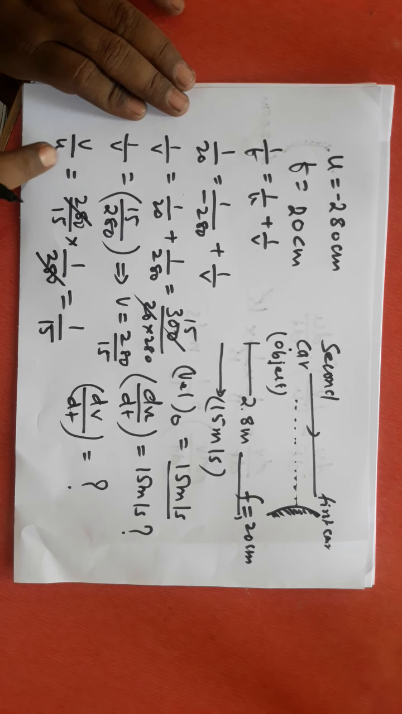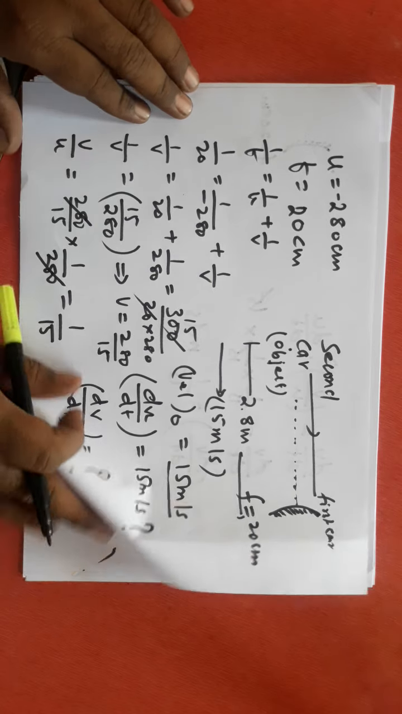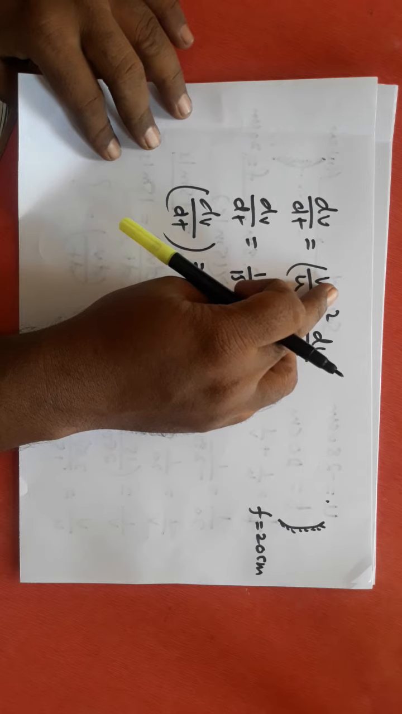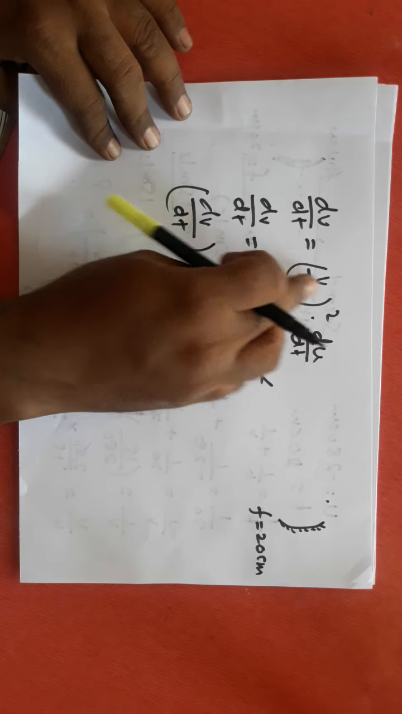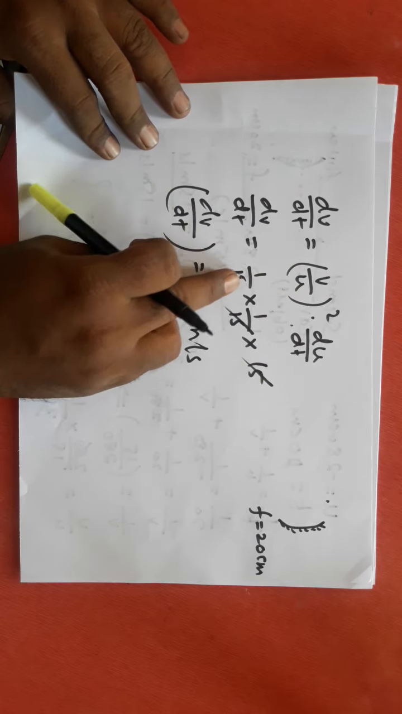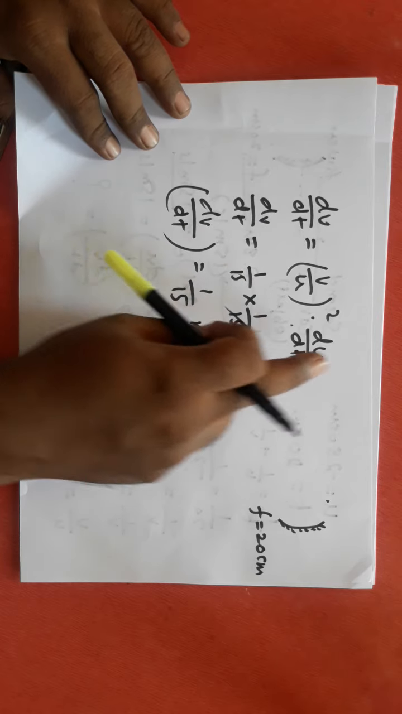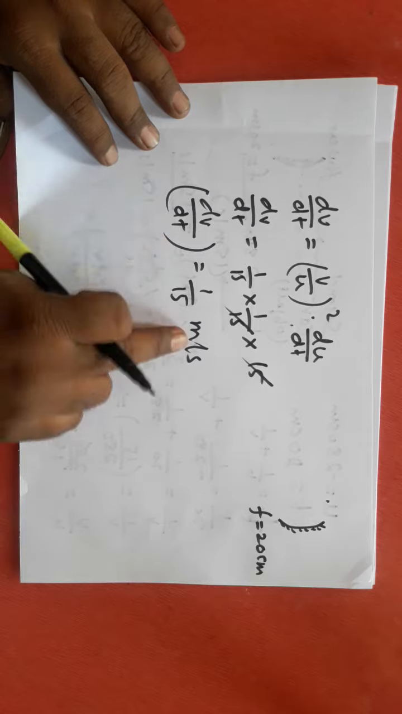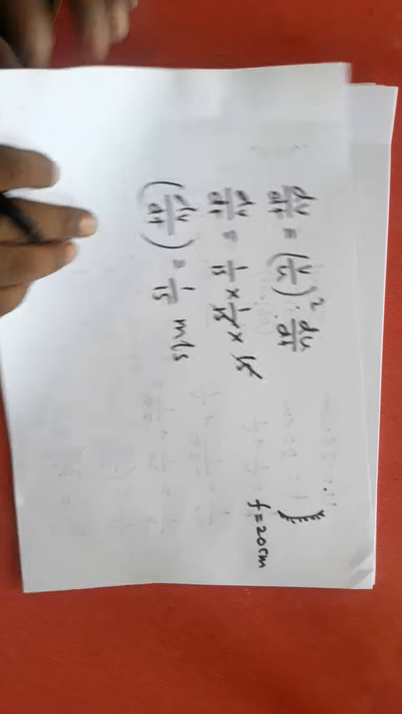After calculating v, I calculated v by u, because the size of velocity of the image is equal to v by u whole square times velocity of the object. V by u square, minus 1 by 15, into 1 by 15, into velocity of the object is 15. This I cancelled. Velocity of image, I got 1 by 15 meter per second.